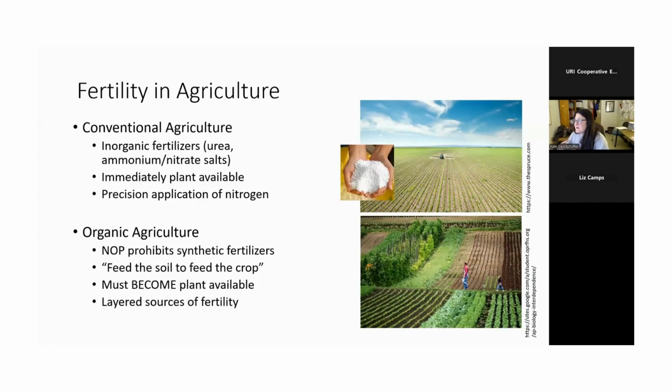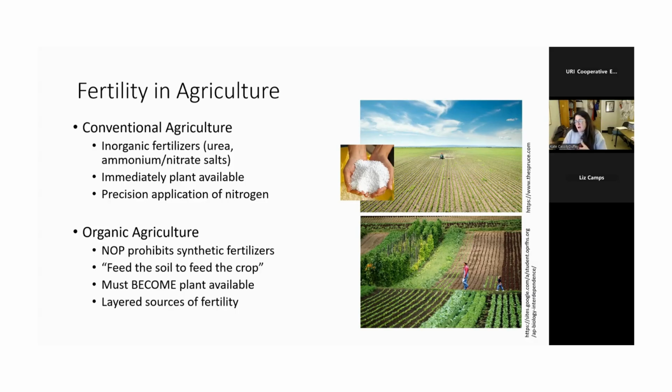Plant uptake and yield. Now, in contrast to that, in organic agriculture, the National Organic Program, or the NOP, prohibits the use of synthetic fertilizers, right? So there's this focus on feeding the soil to feed the crop. Now, these must become plant available. So they're in organic forms. They must mineralize, which I'll talk about in just a second, for the plants to actually take them up.